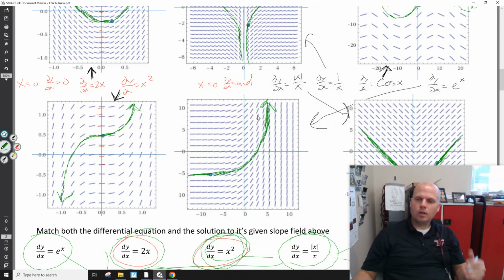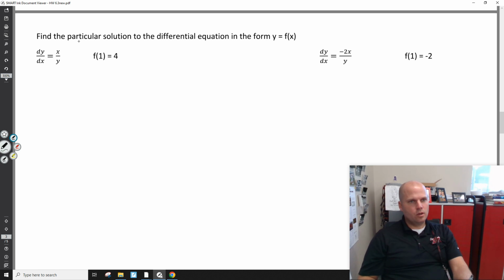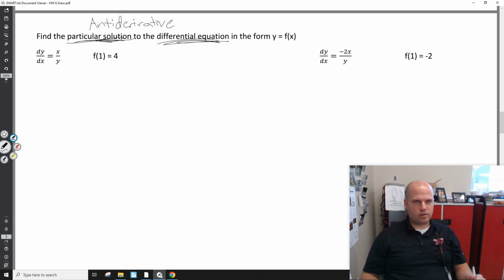Cool. Now, we're done with the sidebar. Now we are back to taking antiderivatives. When you're asked to find a solution to the differential equation, you're asked to take the antiderivative. It's a funny math way of saying, what's the antiderivative? What's the original equation?